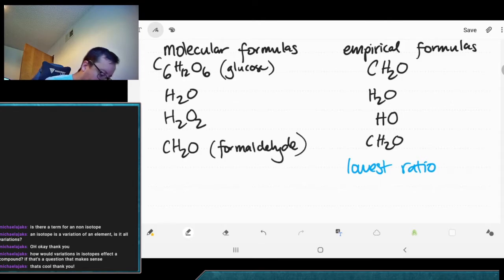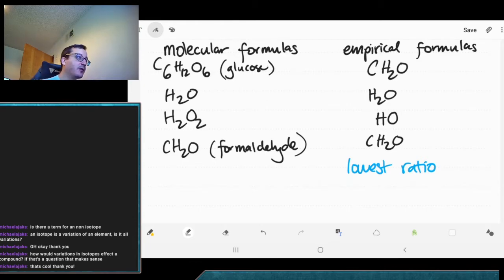These things have nothing to do with each other, glucose and formaldehyde, but they happen to have the same empirical formula. And so just some interesting bits there. So there's just some terminology that we have. An empirical formula for a compound is the lowest ratio of atoms that you have.